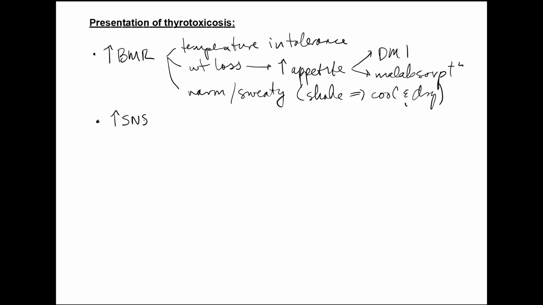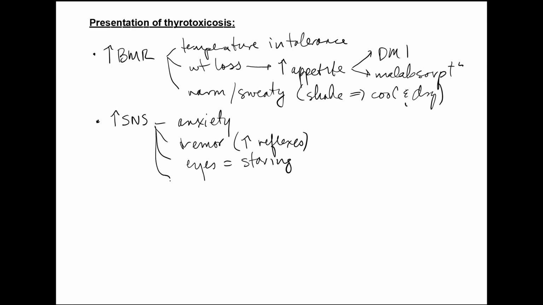And this increased sympathetic activity causes some of the most distressing symptoms in patients. These include things like anxiety and tremor. You can see those correlate with increased reflexes on the physical exam. The eyes are affected and they have a very staring look. And then the cardiovascular system will show hypertension and an increased heart rate.